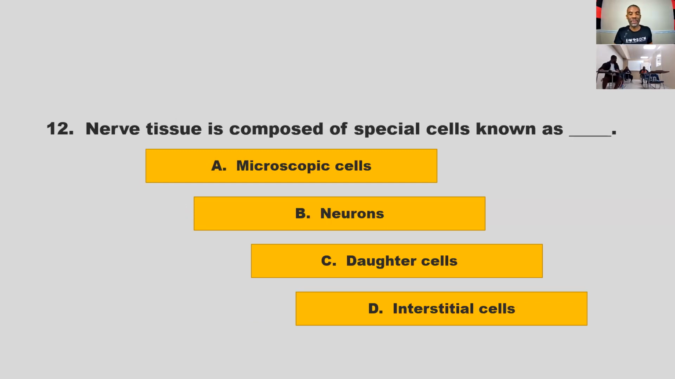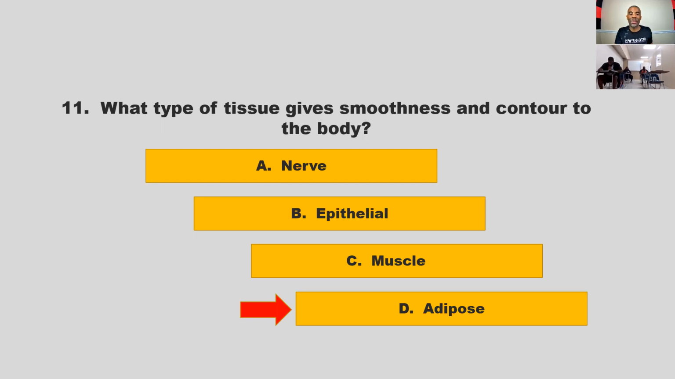Nerve tissue is on there, right up under connective tissue. And that is correct. That's on page 147.